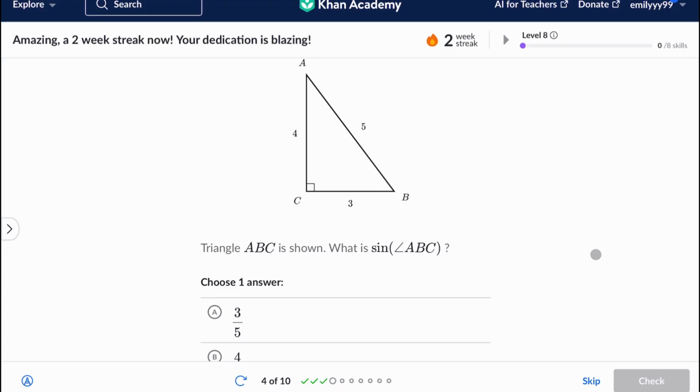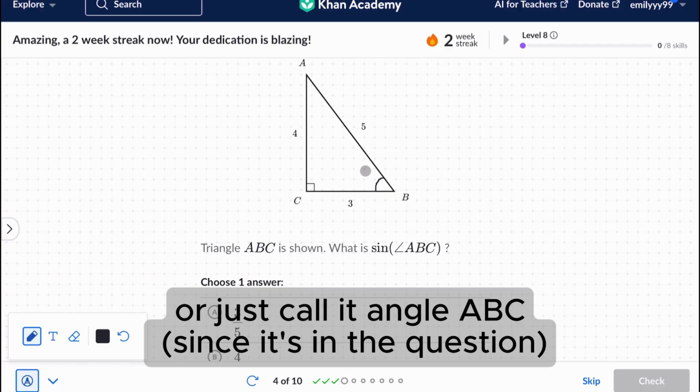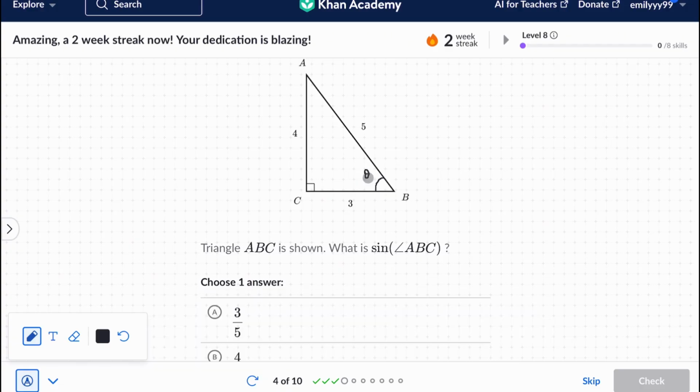Triangle ABC is shown. What is sine of angle ABC? So this angle right here is what we're trying to find. We can call that x or theta or whatever you like. I'm just going to call it theta because I feel like we use this symbol more often for triangles or trig. So we're trying to find the sine of it, and sine is opposite over hypotenuse, and you can remember that by saying SOHCAHTOA.